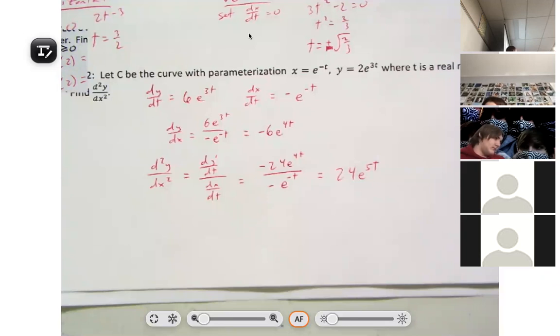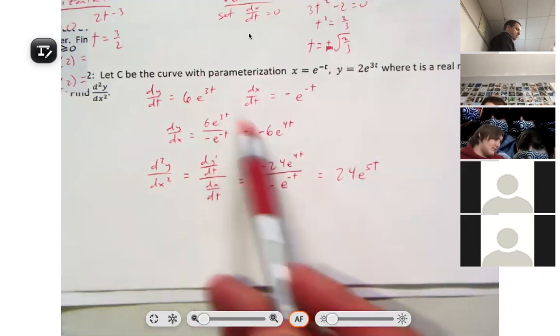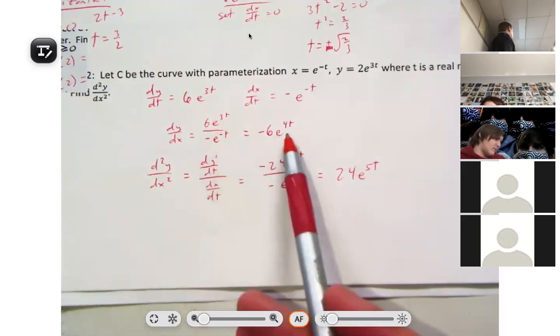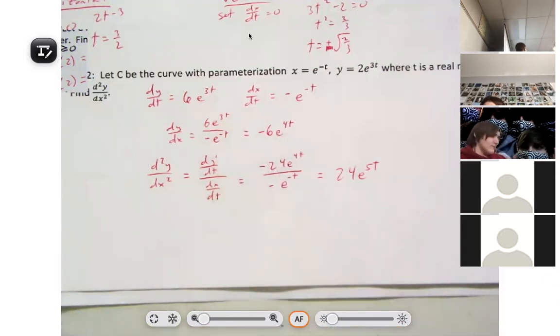You don't need to do quotient rule if that's what you guys were trying to do. Is that the annoying part? Yeah, why don't you do it? Because, oh, you can move e to the negative t up, and then you have e to the 3t and e to the 1t, so that's e to the 4t. I mean, you could do what you're doing if you're doing the quotient rule. It just seems silly though.